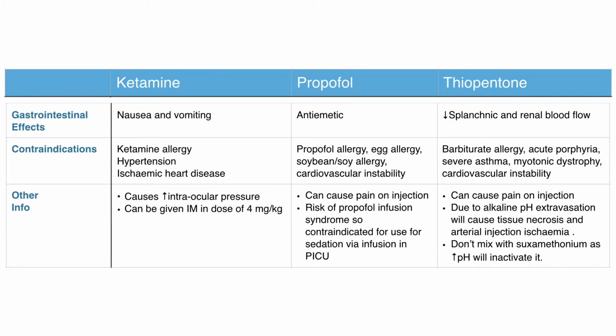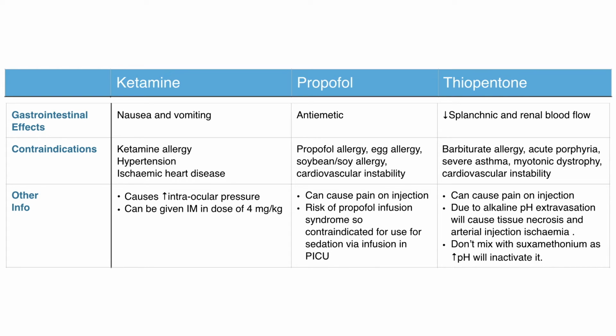Going on to look at the gastrointestinal effects, ketamine is associated with postoperative nausea and vomiting, whereas propofol is generally an antiemetic. What is important to note with thiopentone is that it does reduce splenic blood flow and also blood flow to the kidneys. This is more of a problem when thiopentone has been used as a continuous infusion in the intensive care unit, being aware that your child is at slightly increased risk of NEC because there's less blood flow to the gut, and also renal disease because of less blood flow to the kidneys.